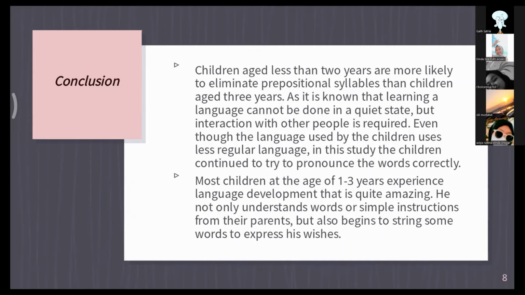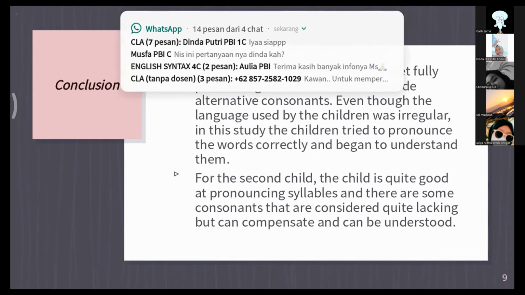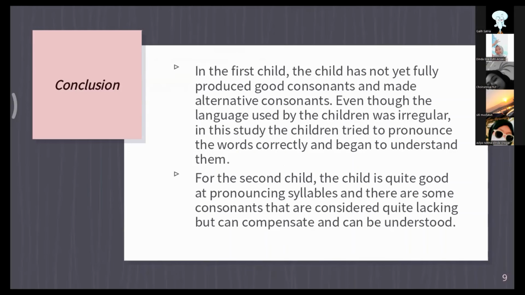Most children at the age of 1 until 3 years experience language development that is quite amazing. He not only understands words or simple instructions from their parents, but also begins to string some words together to express his wishes. For the first child, the child has not yet fully produced good consonants and made alternative consonants, even though the language used by the children was irregular.